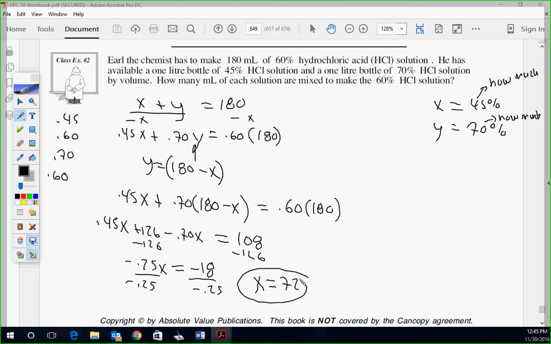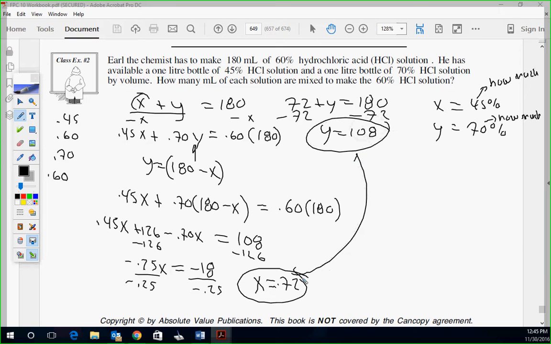Now this makes sense because, well, it kind of could make sense. X is smaller, so the 70% is too high, right? It has too much of it. So we're going to need some more of the smaller kind to cancel that out, to bring it down a little bit. Does that make sense? Stay with me, Raj. Okay? So this right here, we'll put x in right there. 72 plus y equals 180. Y is 108. There's your two answers of how much you need of each.